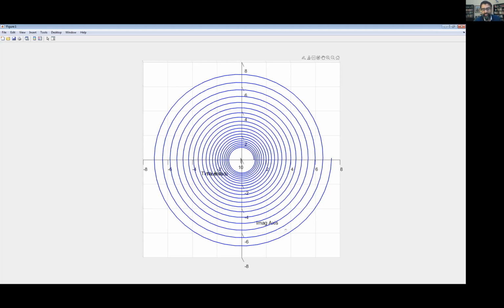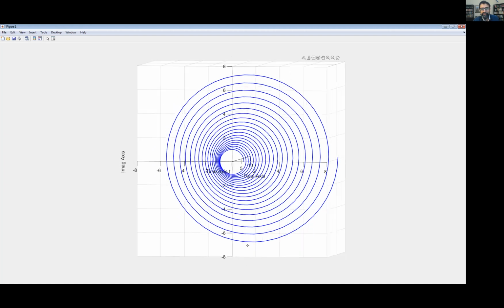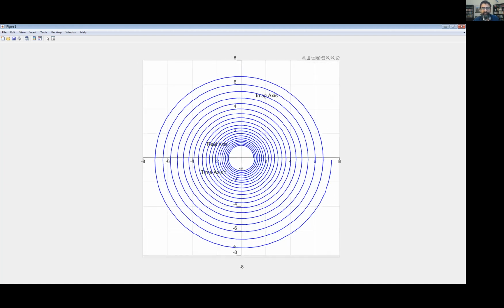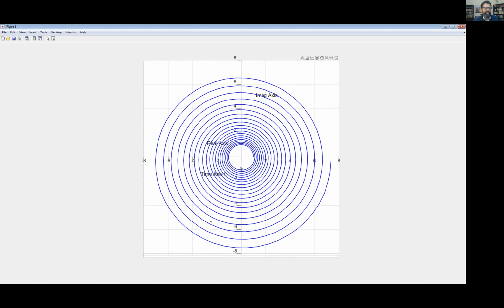So you get the point, right? This is what it looks like. This is still a spiral, but the circles are growing as a function of time. Okay. So this is where I will stop.